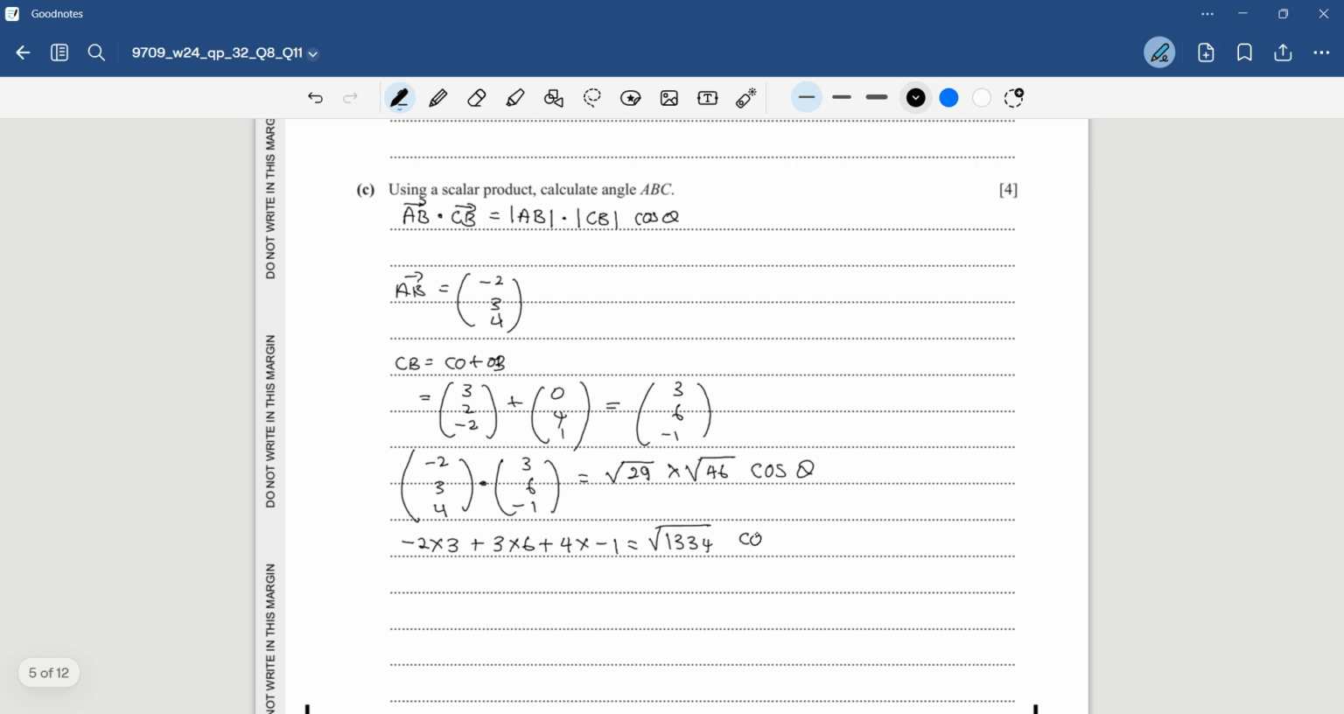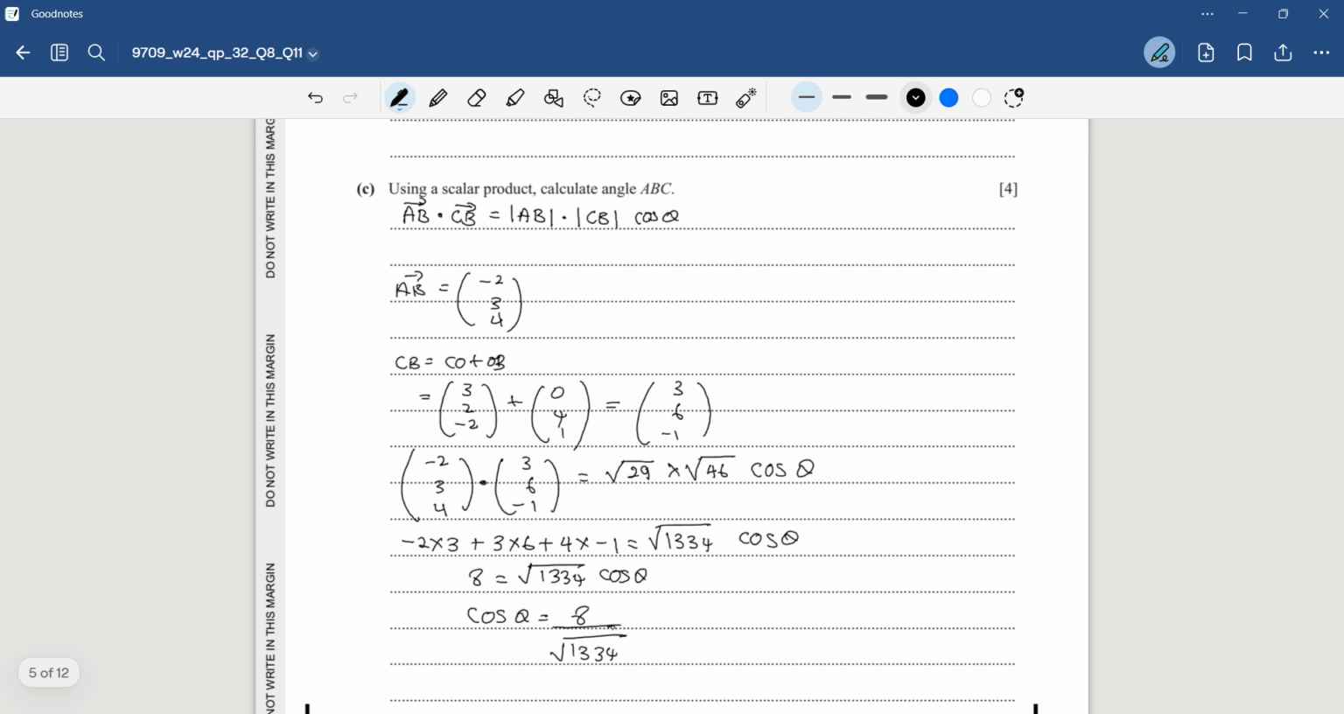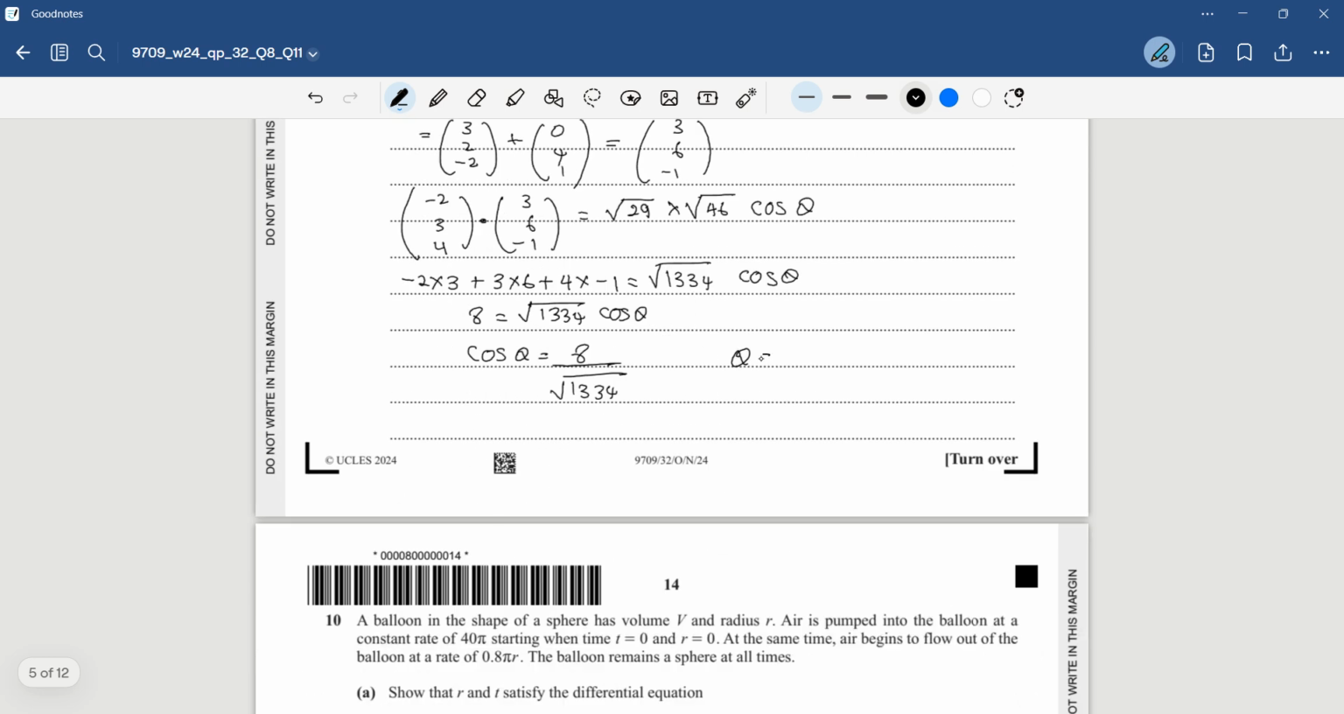Therefore, this results in negative 8, sorry, positive 8. It's not negative 8. Positive 8 is equivalent to root 1334 cos theta. So cos theta equals 8 over root 1334. Therefore, theta will be shift cos of 8 over root 1334.